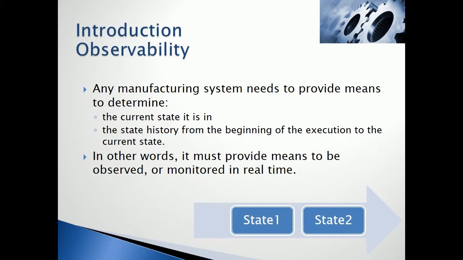Any manufacturing system needs to provide means to determine the current state it is in, and the state history from the beginning of the execution to the current state. In other words, it must provide means to be observed or monitored in real time. Observability.